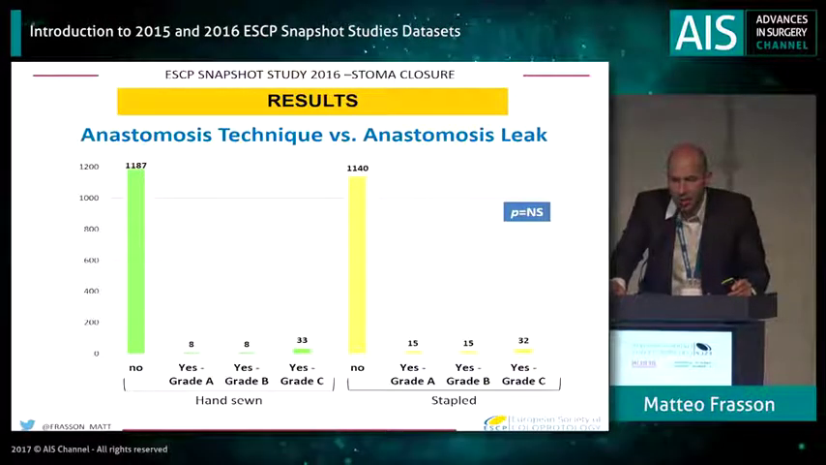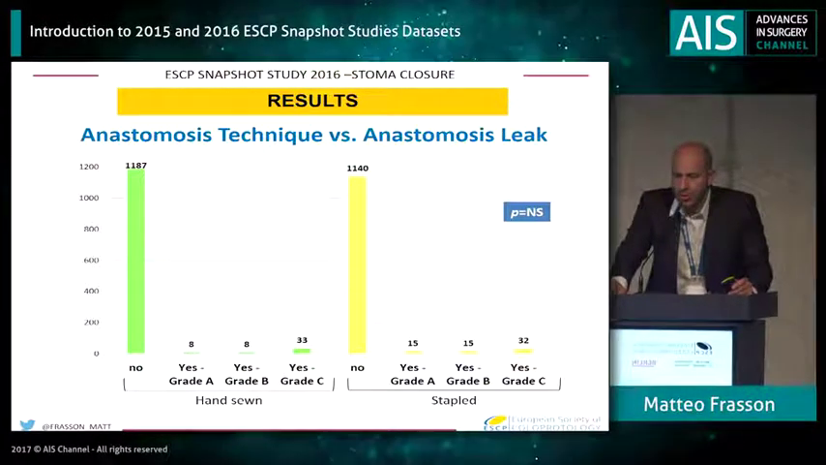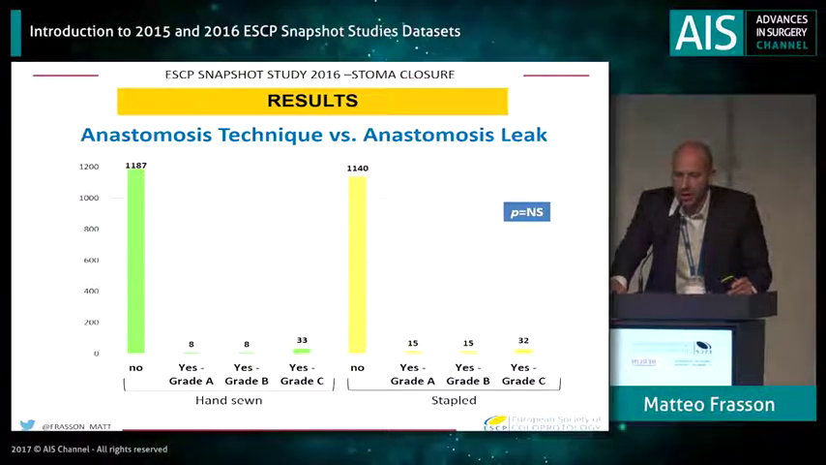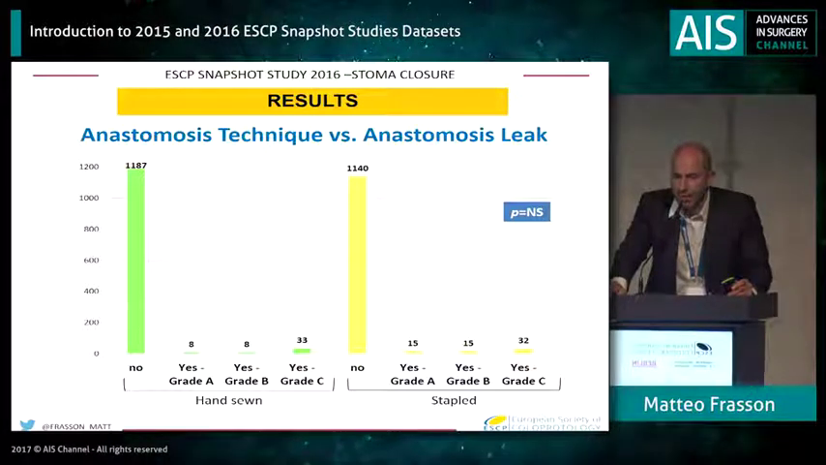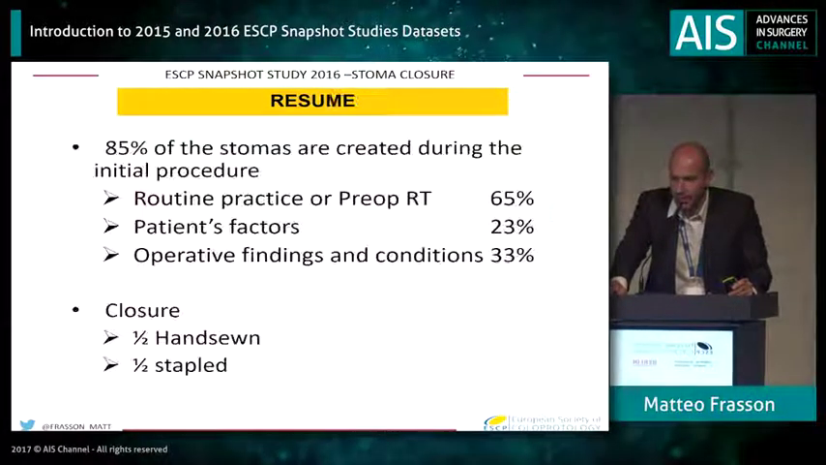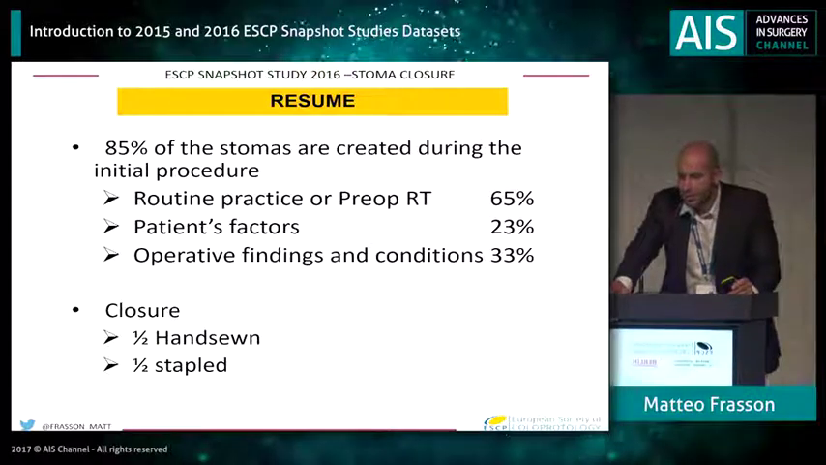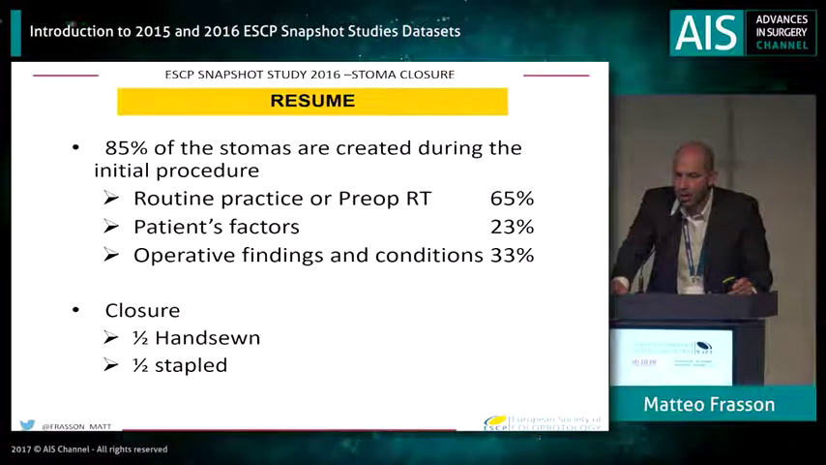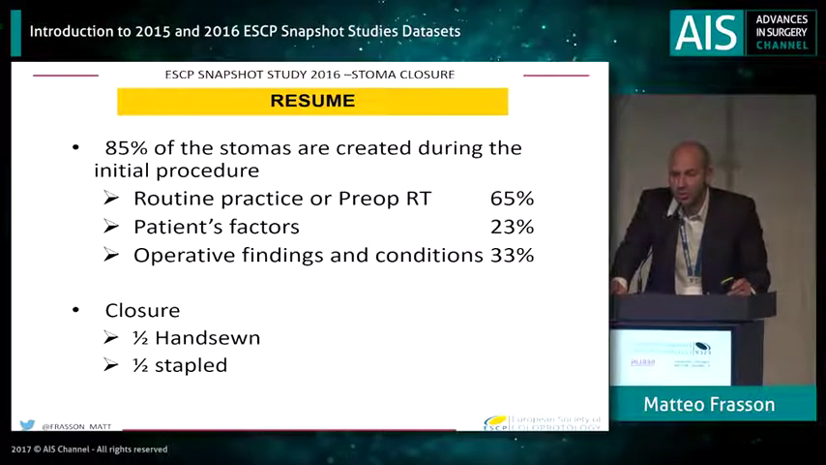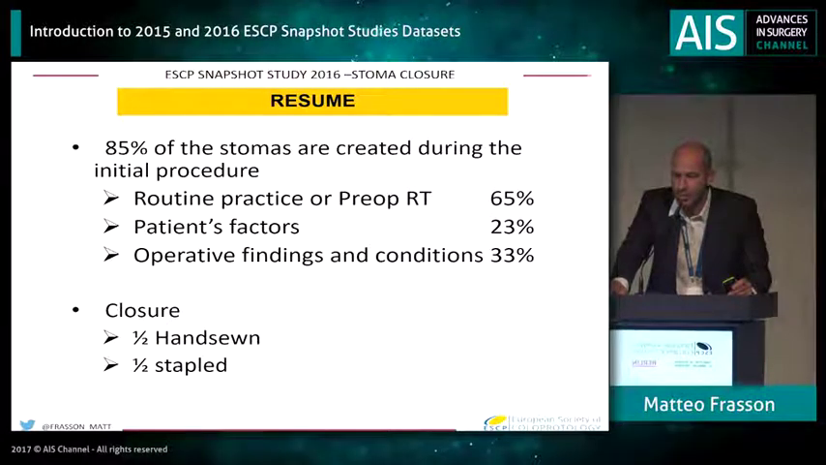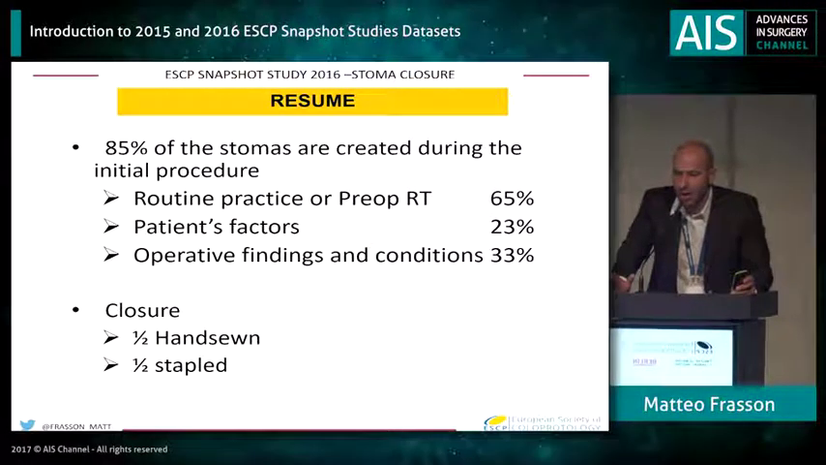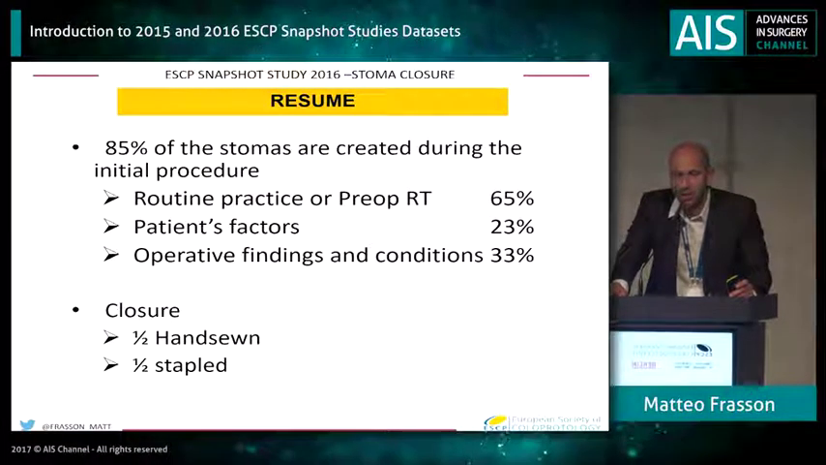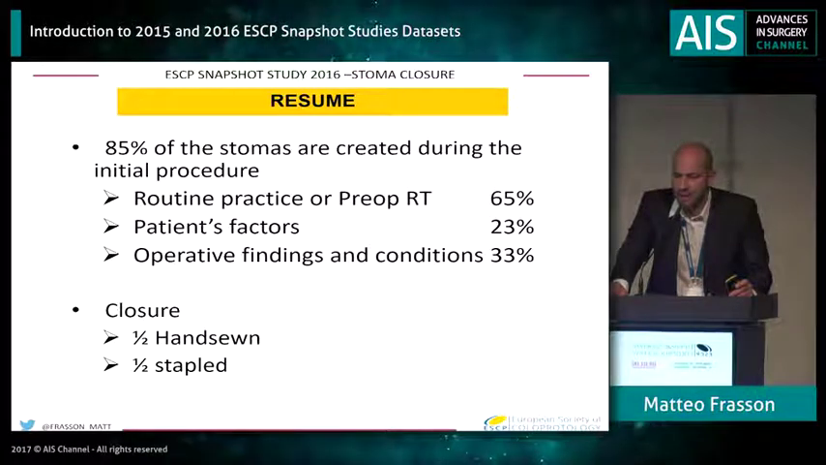And this is the anastomotic leak. As you can see, it was not a very frequent complication, but we didn't find any difference between handsewn closure of the stoma and stapled technique. So the summary of this second snapshot, and we're still analyzing data, was that the majority of these stomas were created during the initial procedure, and the closure was half by stapler technique and half by handsewn, without any significant difference in the outcome.